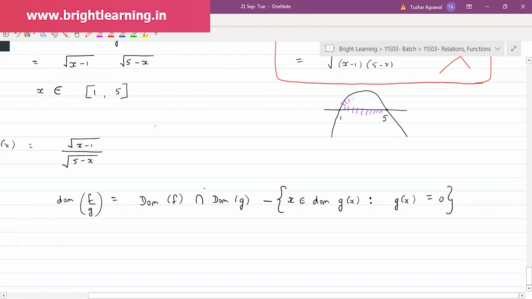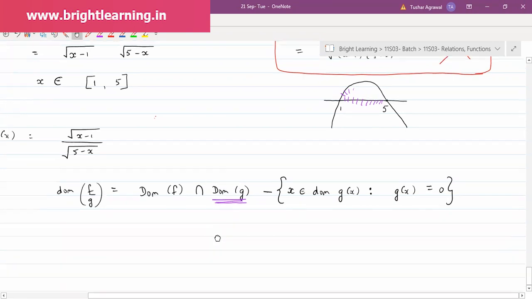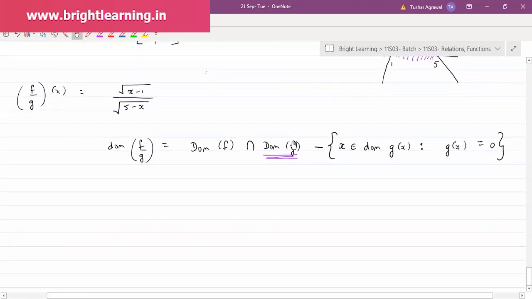Initially, when we were calculating the domain of g of x, if the image of a particular point is 0, were we removing it from the domain? No, that was not a problem. The image can be 0. That was not a problem initially, so those pre-images were included in the domain. But now we do not want those pre-images whose image is 0. Okay.